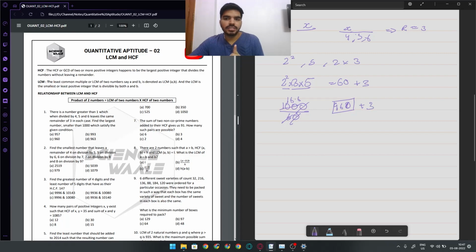Now we will add 3 to it. After adding 3, the answer is 963. This is the maximum number which, when divided by 4, 5, or 6, leaves the remainder 5. 963. And the simple reason is that 960 plus 60, that means the next number when this occurrence will be happening, will be greater than 1000. So this is the maximum situation. 963 is the answer. Option D. Okay. Answer.